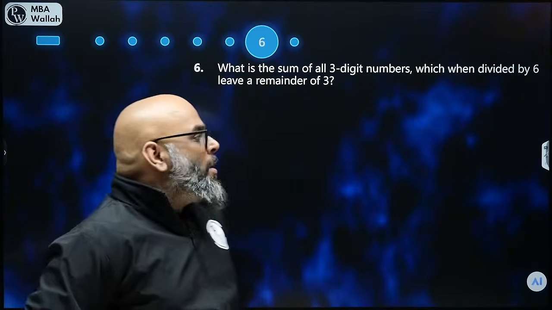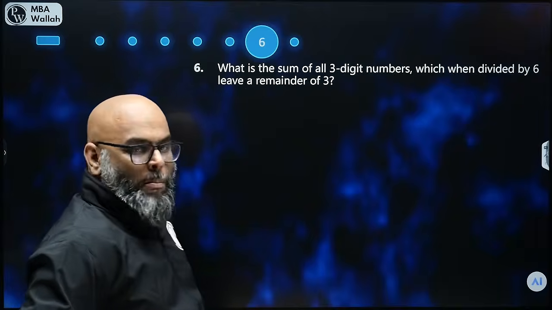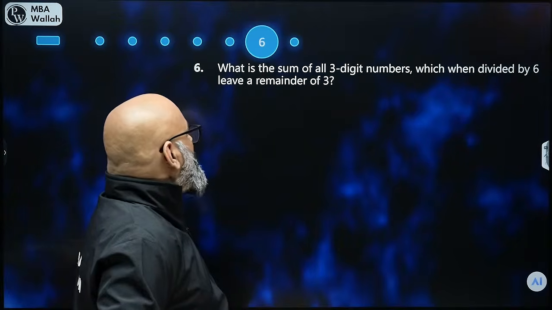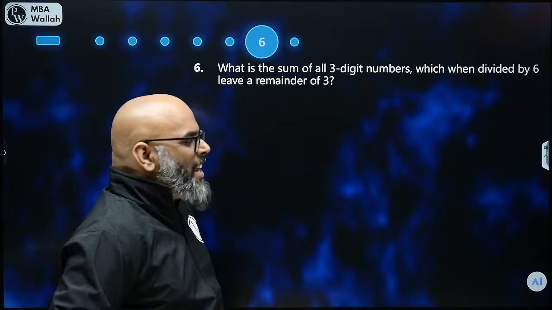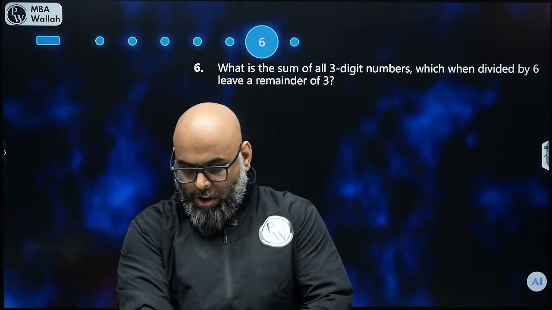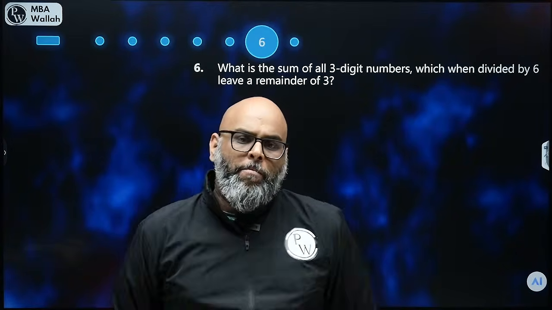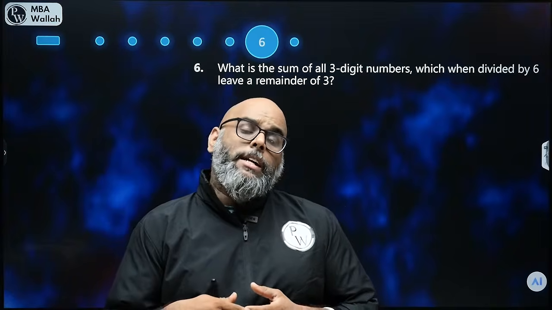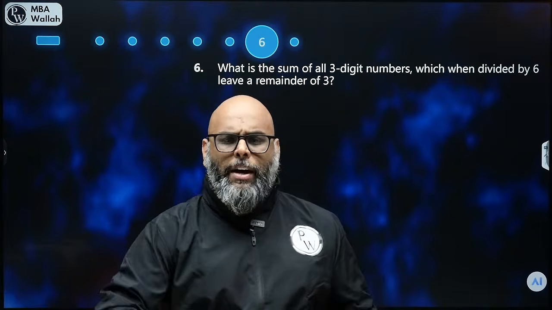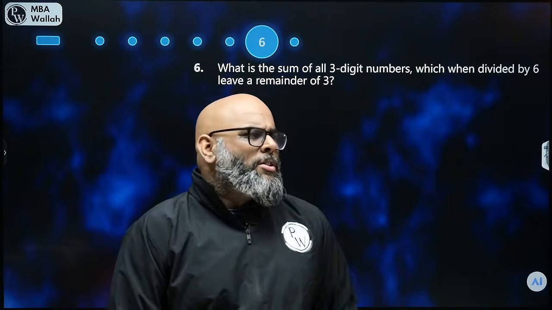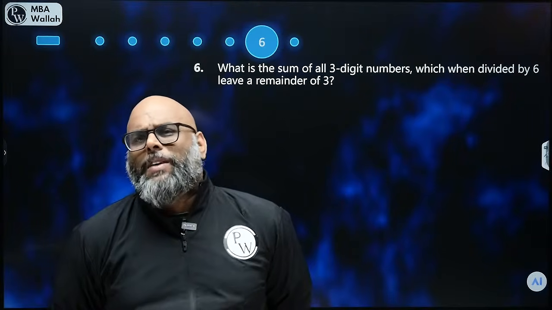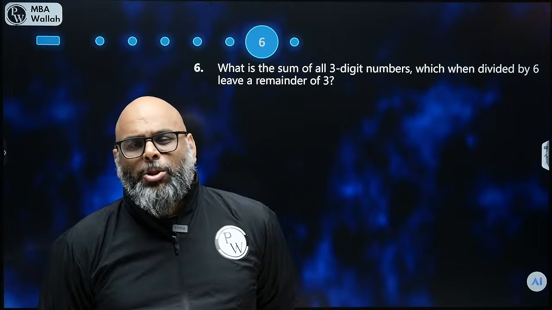Let's see this. What is the sum of all the 3-digit numbers which, when divided by 6, leave a remainder of 3? Now, looking at all the numbers, it should be a 3-digit number. It should, when divided by 6, leave a remainder of 3, right? So I'm going to look at the multiples of 6 where it starts. I'm going to look at the last 2-digit multiple.